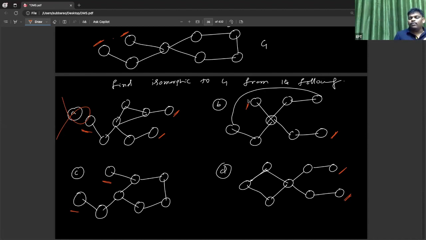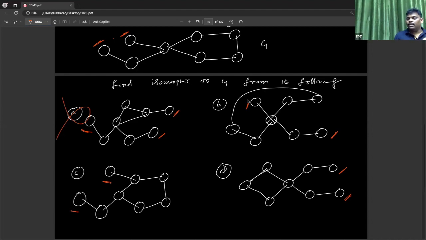Can you help me? In the given graph, how many vertices? Eight. Check that 8 vertices are there everywhere. 4, 4, 4, 4, 4, 4. Yes, that is also fine.